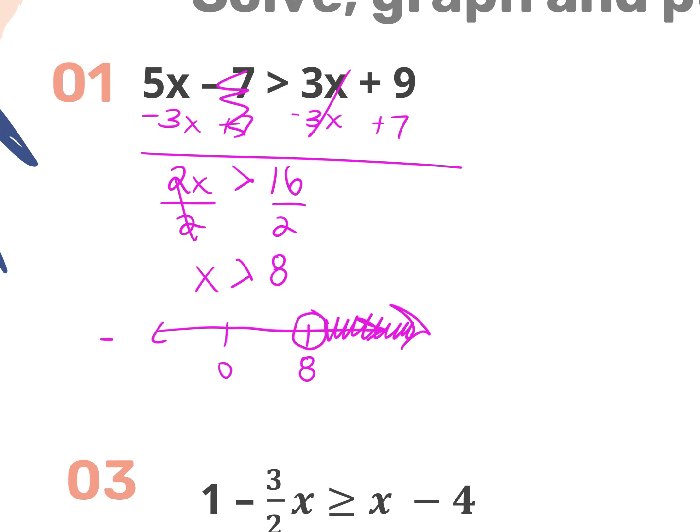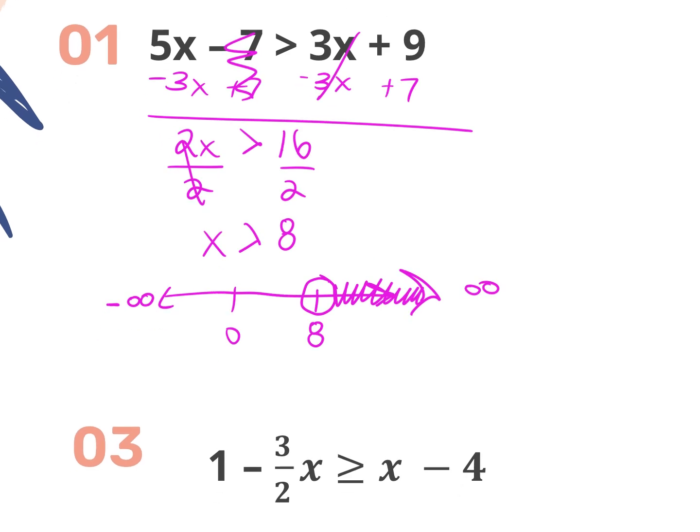So remember, this is negative infinity over here. This is positive infinity over here. We read left to right. So where do my values start? At what number? At 8. And it goes to what? Positive infinity. Now what goes on the ends? That's really important here. What goes on the end of infinity? Parenthesis.